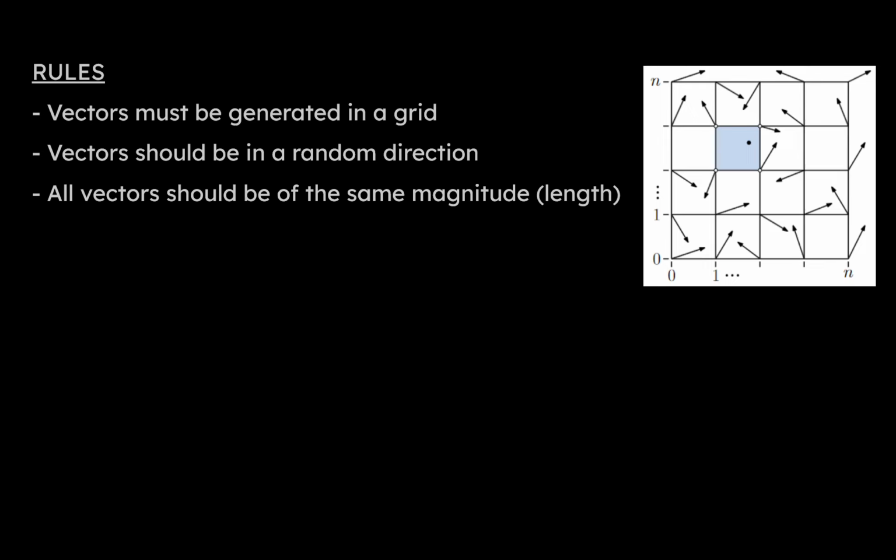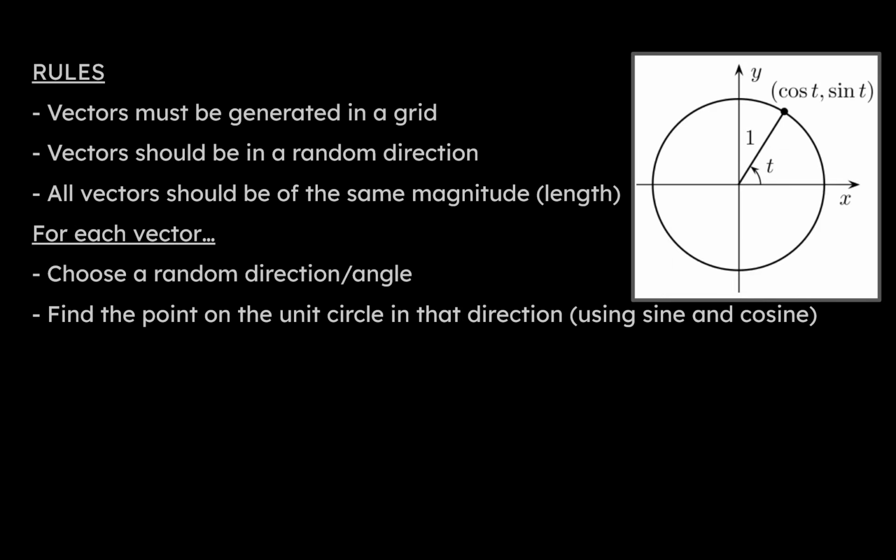To do that, we can use the unit circle. So for each vector, we choose a random direction, or angle if you will, and then find the point on the unit circle in that direction. The coordinates of that point are simply an x of cosine of the angle and a y of sine of the angle. If you haven't learned sine and cosine yet, that's totally fine, because this is essentially the definition of sine and cosine.